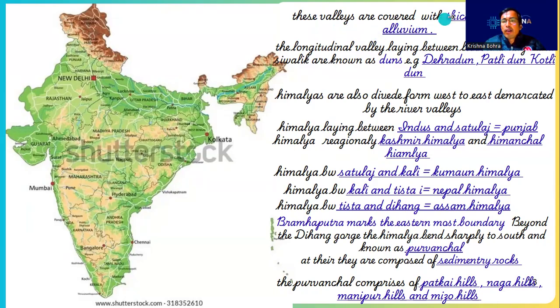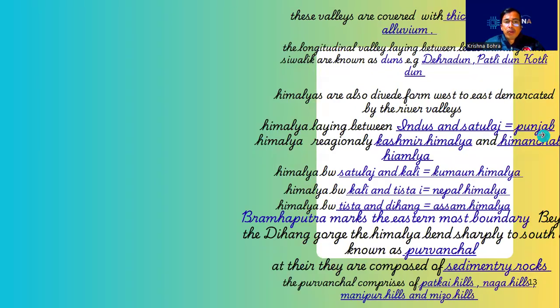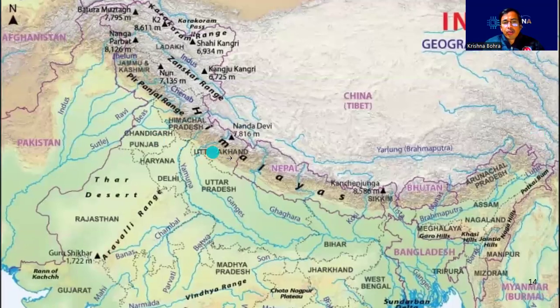these valleys are covered with thick gravels and alluvium. Alluvium is basically the deposit brought by the rivers flowing in that particular region. The longitudinal valley lying between Lesser Himalaya and Shivalik is known as Doon. You can find different types of Doon over there. Dehradun, Patli Doon, Kotli Doon are some of the famous Doons. If you locate on the map, you can find Dehradun in Uttarakhand, Patli Doon, Kotli Doon in this particular area.